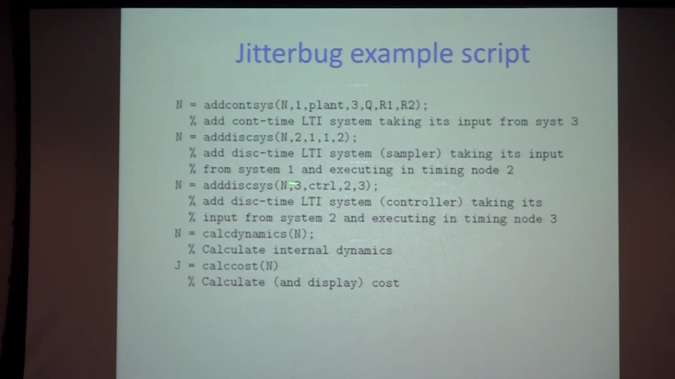And then we add the continuous time transfer function. Then we say that it should be connected in certain ways, and we have the cost function Q here, and input and output noise covariances R1 and R2. And then we add the discrete time system. So this is the sampler, we add the controller, and so on. Then we calculate the complete dynamics for this, and then we calculate the cost.